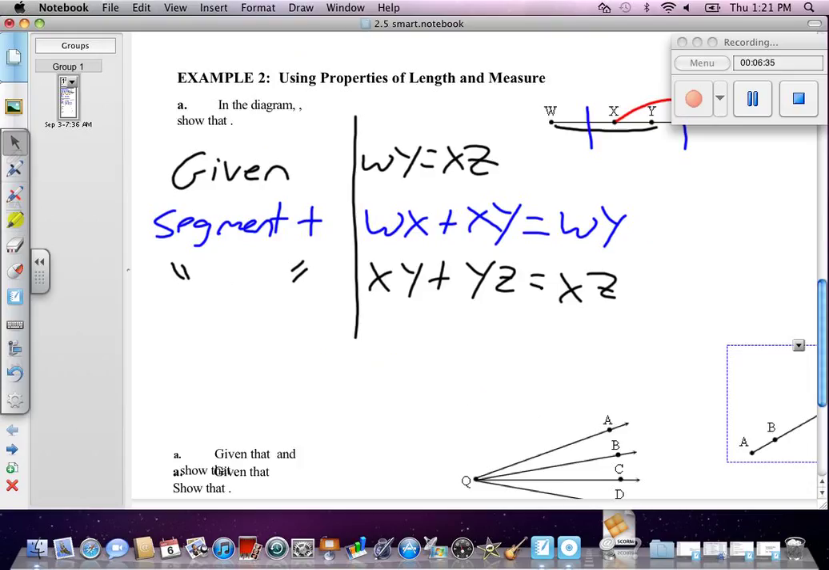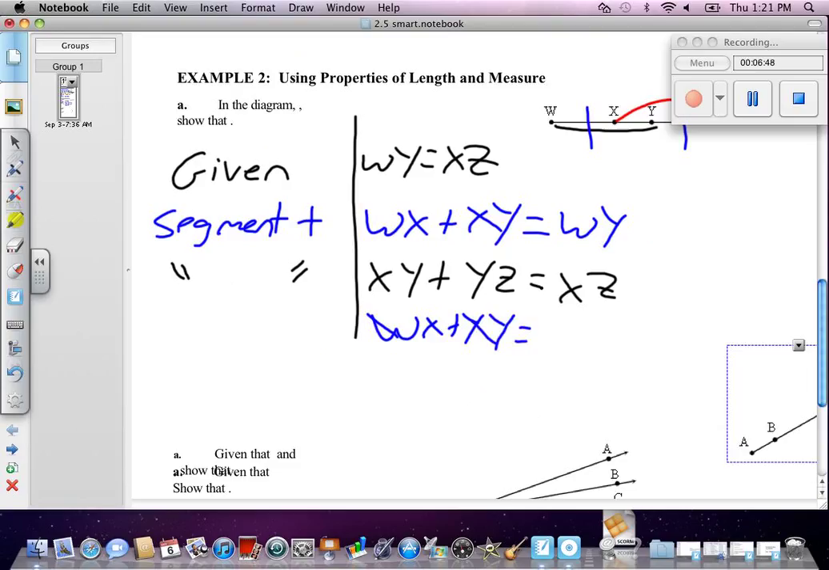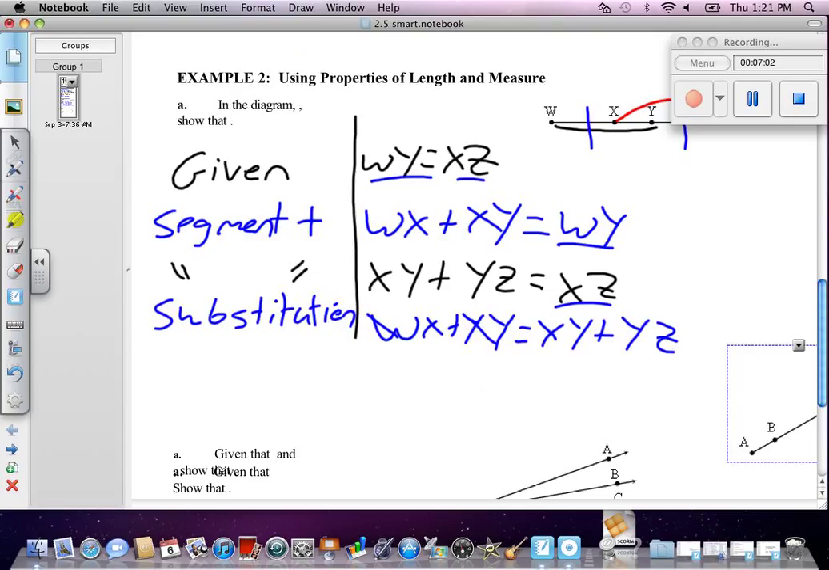Okay. So now I'm going to use this thing called substitution, which we've talked about. I'm going to say WX plus XY equals XY plus YZ. And we call that substitution. Since I know these two are equal to each other, I know that their additions are equal to each other.